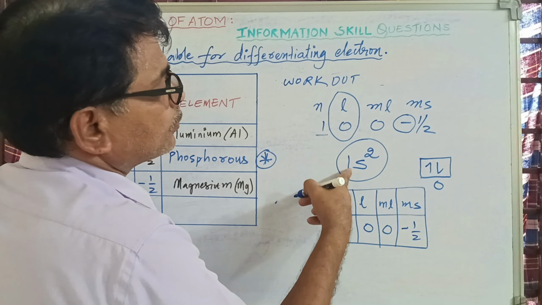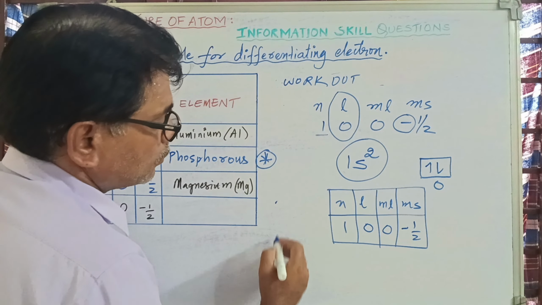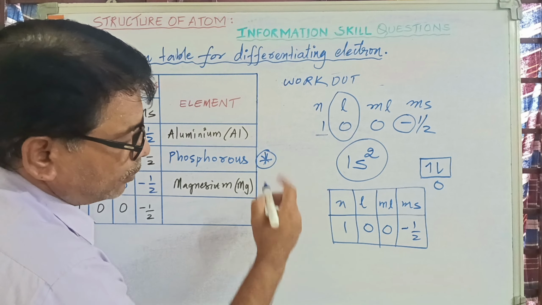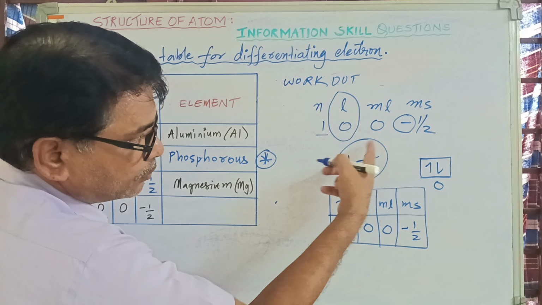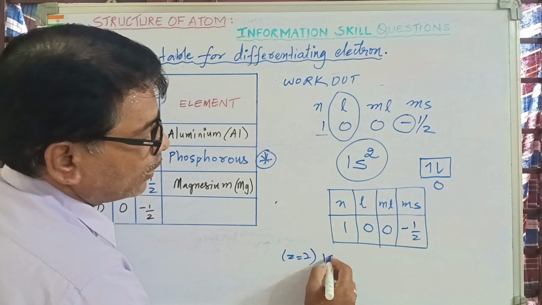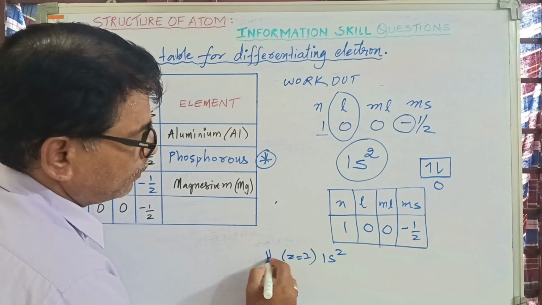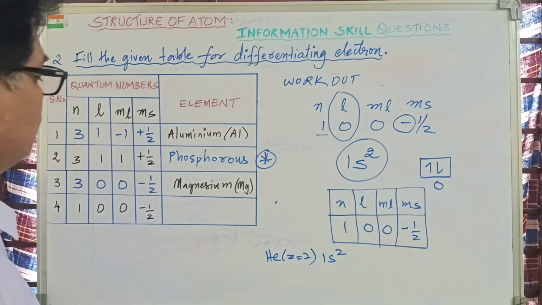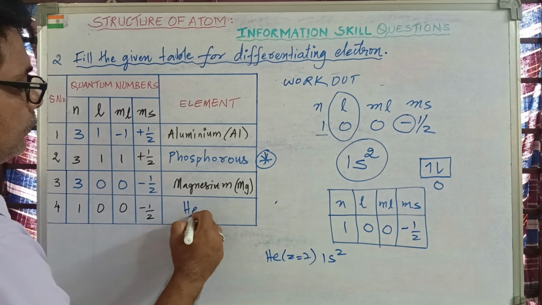Now 1s2 comes from which element? So its atomic number is 2. 1s2, so it is for helium. Helium atomic number is 2. Therefore it is helium.